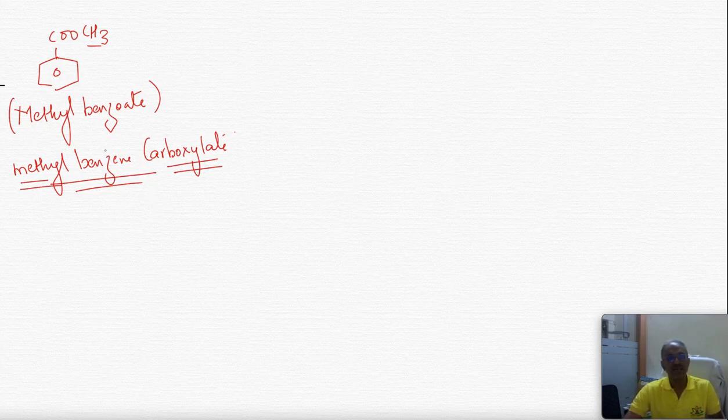So methyl benzene carboxylate. Why does methyl come first? Because the name of the group attached directly to this oxygen atom is taken first. The preference will be given here first, right? Methyl benzene carboxylate. Now, since we have seen most of this, if you want another few examples, we will take.